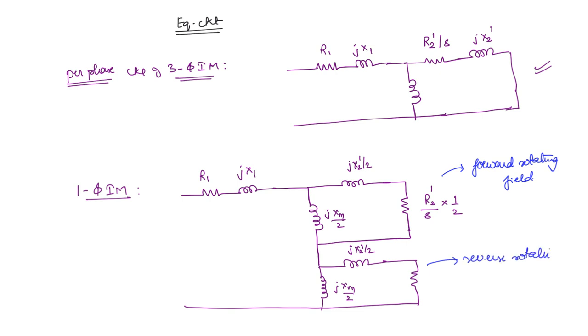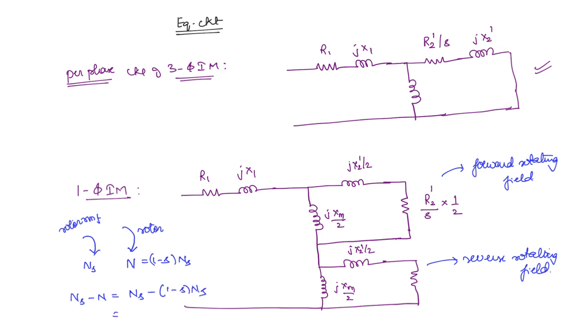This is the reverse rotating field. So what is happening? If the rotor RMF is rotating at synchronous speed, right? Now the rotor itself is rotating at what speed? At a speed n. Now what is the difference between the two? Ns minus n, you can write as 1 minus s times the synchronous speed. So ns minus n gives you s times the synchronous speed, right? This is the relative difference between the rotor RMF and rotor.